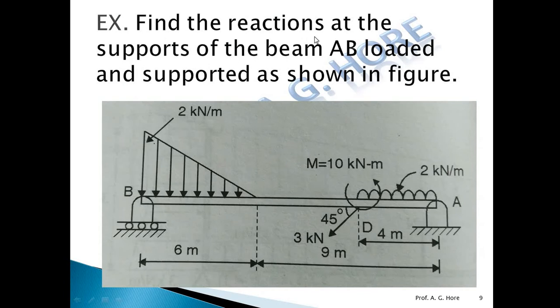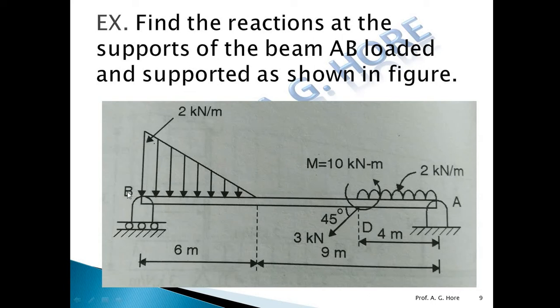Now next, find the reaction at the support of the beam AB loaded and supported as shown in the figure. Again we want to find the reactions at point B and point A. B is a roller support, A is a hinge support. But here the additional thing is that there is a UVL, uniformly varying load, and a UDL from D to A, and one couple and one inclined force of 3 kilonewton, which is at an angle of 45 degrees. Now first of all, draw the FBD.